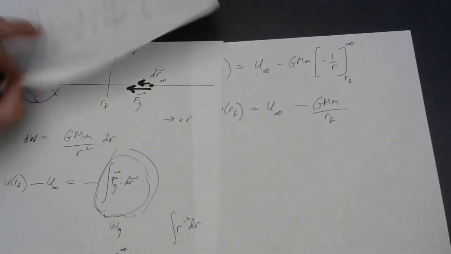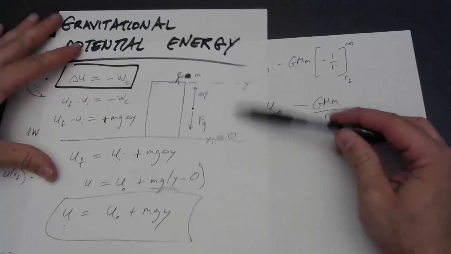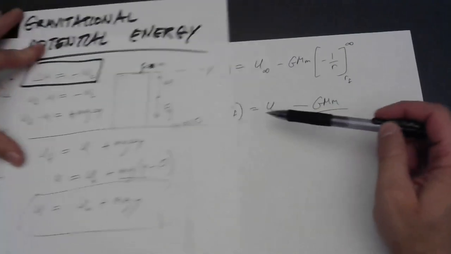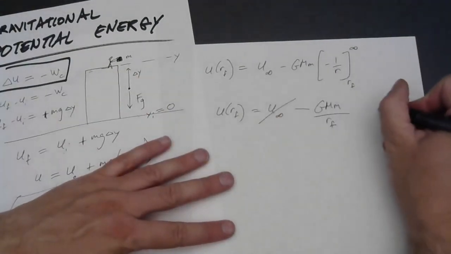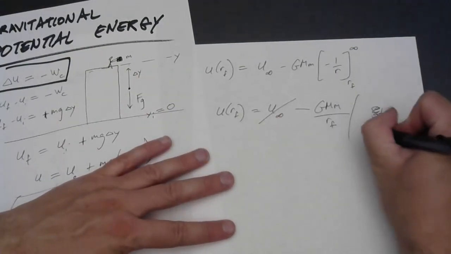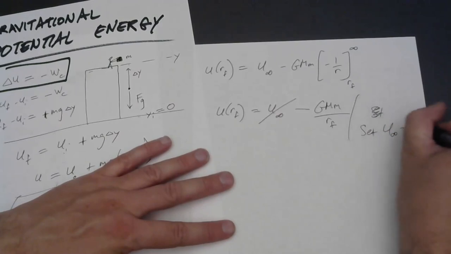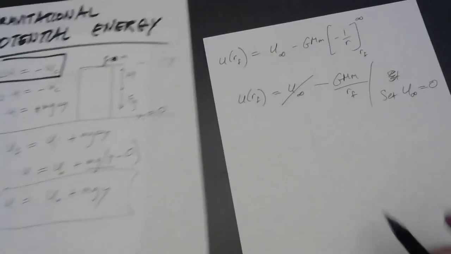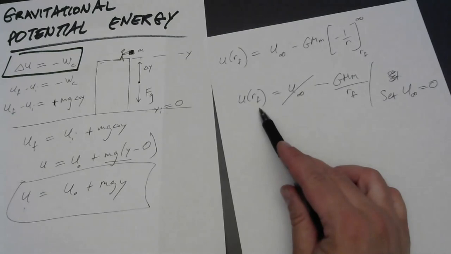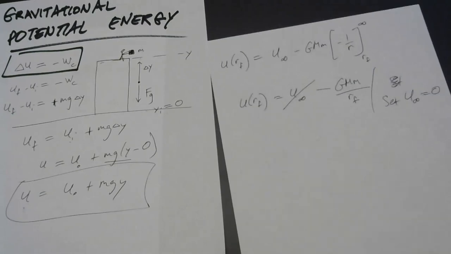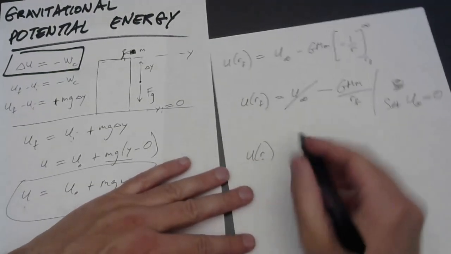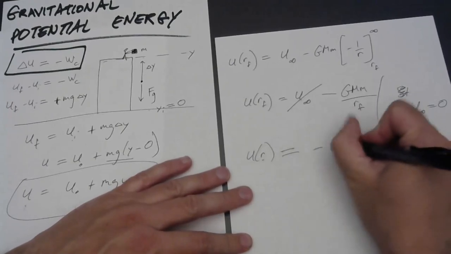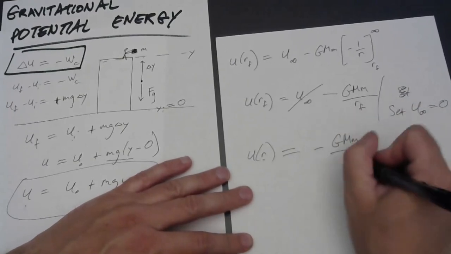Well, just like before, where the easiest choice was to say, hey, the potential energy on the ground is zero. Let's just say that the potential energy at infinity is zero. We'll go ahead and set U infinity equal to zero. That's the easiest choice. And then instead of dealing with the subscript F for r final, it's just assumed that when we use the letter r, we're talking about our final position. So the potential energy at any distance r from the center of the Earth or the planet that we're talking about is negative G big M little m over r.